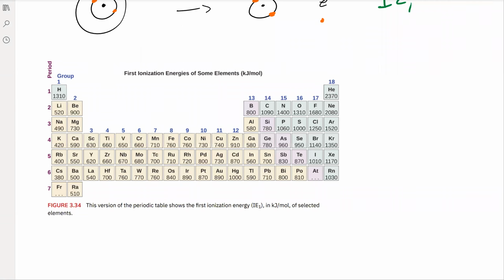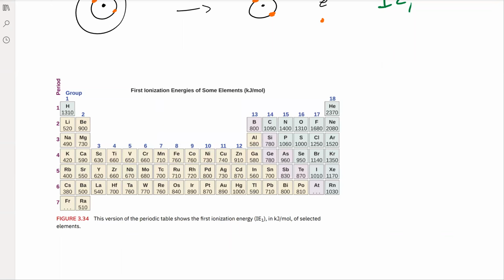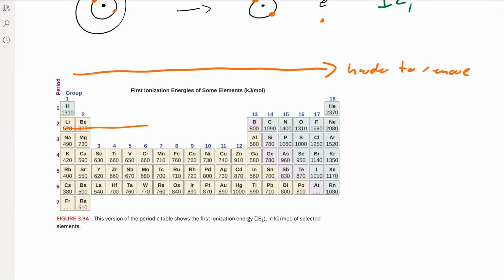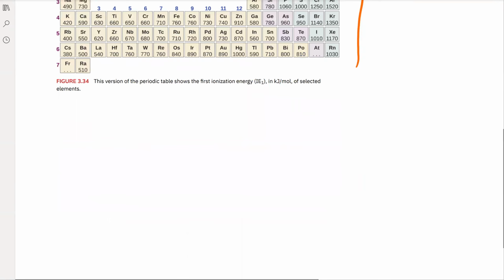So here's a table of ionization energies of some elements, and the bigger the number, the harder it is to remove the electrons. We can see that going from left to right, they're harder to remove. Generally, as you go from left to right, these numbers get bigger and bigger. The other way they get harder to remove is if you go from the bottom of the periodic table up to the top. So let's see if we can make sense of these trends.